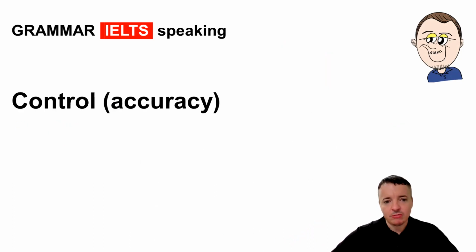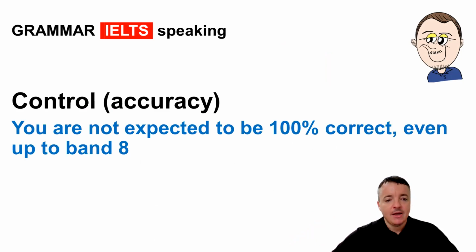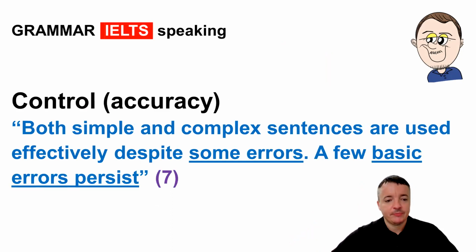Okay, next, control, which means accuracy. Of course, you're not expected to be 100% correct. Even up to band 8, mistakes are expected. Band 7 says both simple and complex sentences are used effectively, despite some errors, some mistakes. A few basic errors persist. So even at band 7, you can still make some basic mistakes.